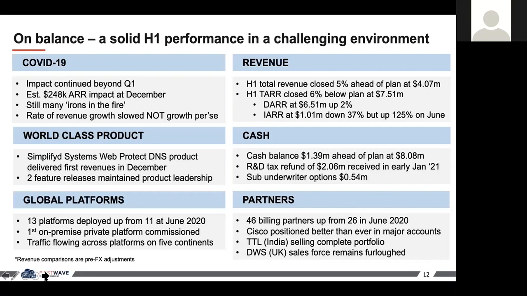The cash balance at the half was the same as the Q2 exit, and we added 20 billing partners in the half. And Cisco's sales efforts have positioned us stronger than ever in major global accounts, with significant advances in particular being seen in North America late in the half. TTL is now selling a full suite of our products in India, but on the other end of the spectrum, DWS in the UK has been seriously impacted by COVID, with their sales teams remaining furloughed.